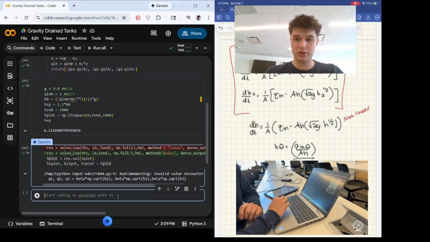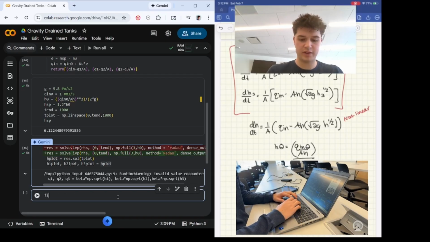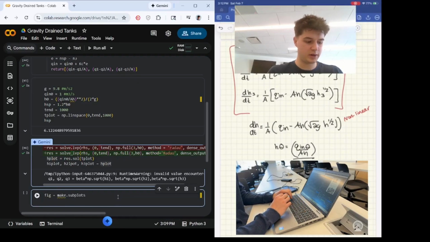So the first thing we're going to do is actually start making the subplots, which is going to be fig equals plt.subplots. Enter.